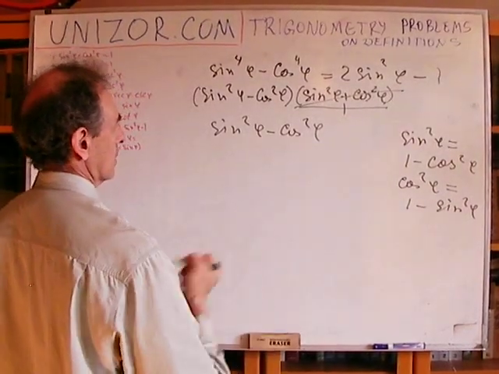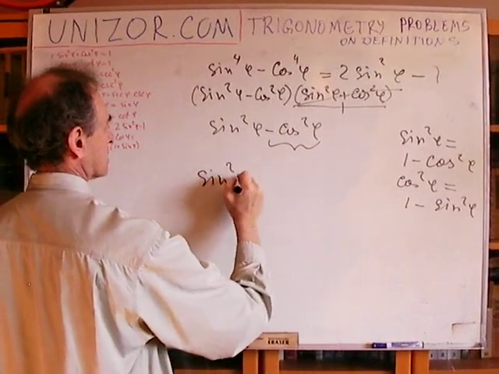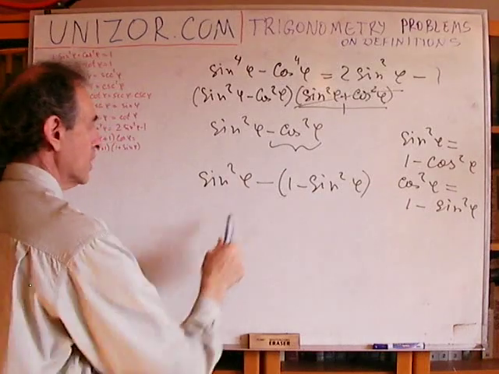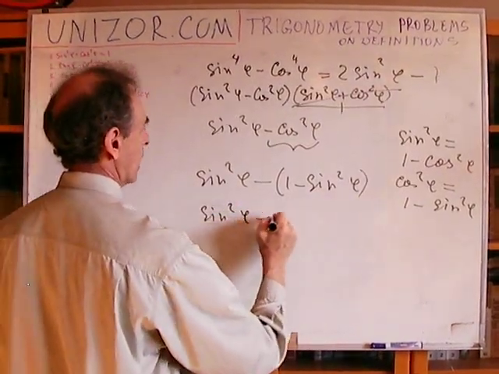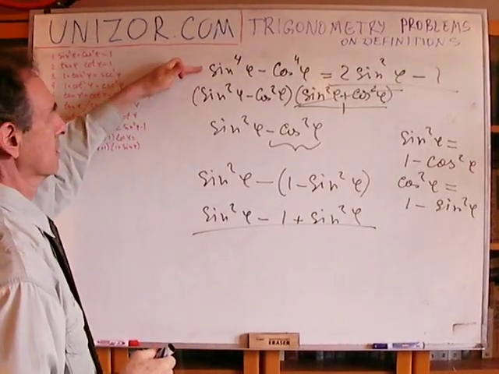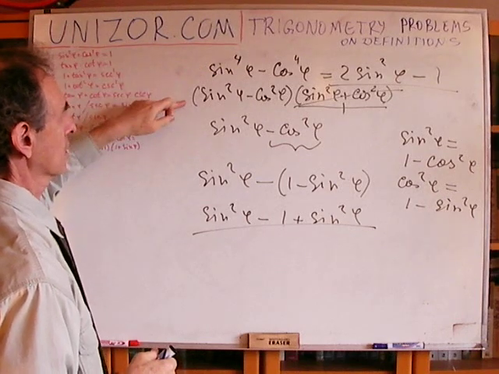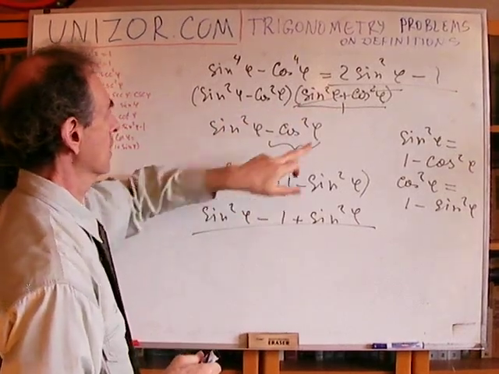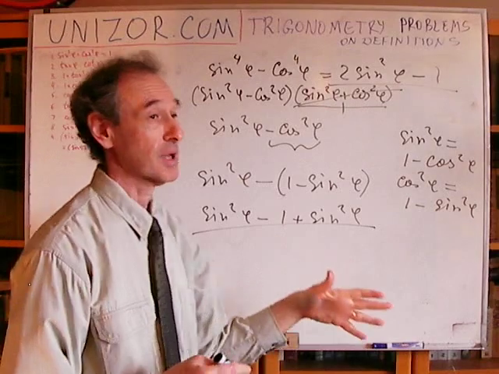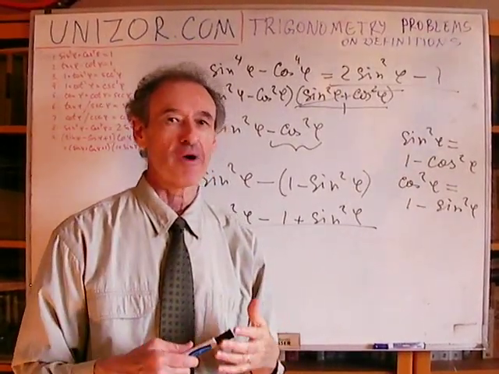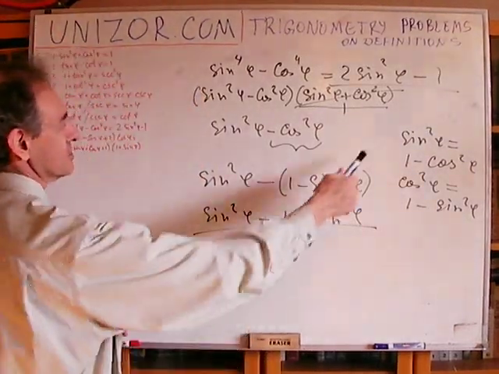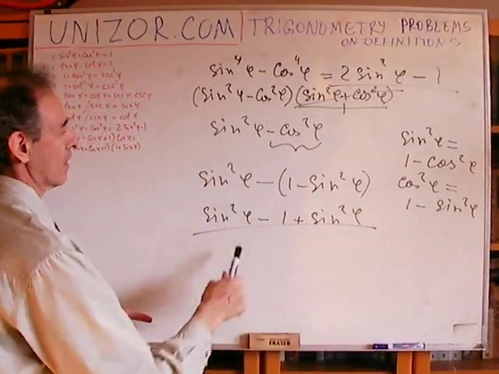So I will do this. Sine square phi minus, instead of cosine square phi, I will take this, which obviously is sine square phi minus 1 plus sine square phi, which is exactly what this is. So I transform this left part of this identity using the representation as a product of two terms. 1 is equal to 1, so I just basically got rid of it, and the other I was using the main trigonometric identity. Sine square plus cosine square equals 1 is the main trigonometric identity. That's how probably everybody remembers it. So I just use the expression of cosine square through the sine square, and I got the right part.